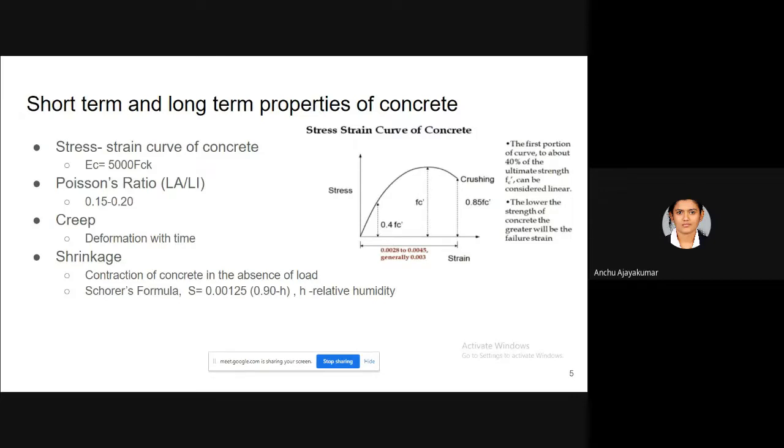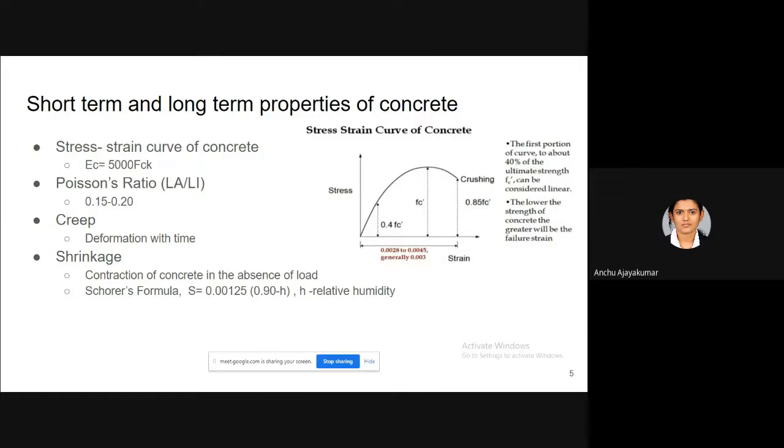It can take more load, and after that it will fail. Okay, so I'm now moving to the structural part. I'm back to our topic, the stress-strain curve of concrete. As the graph shows, the first portion of the curve represents 40% of the ultimate strength that a concrete can take up.